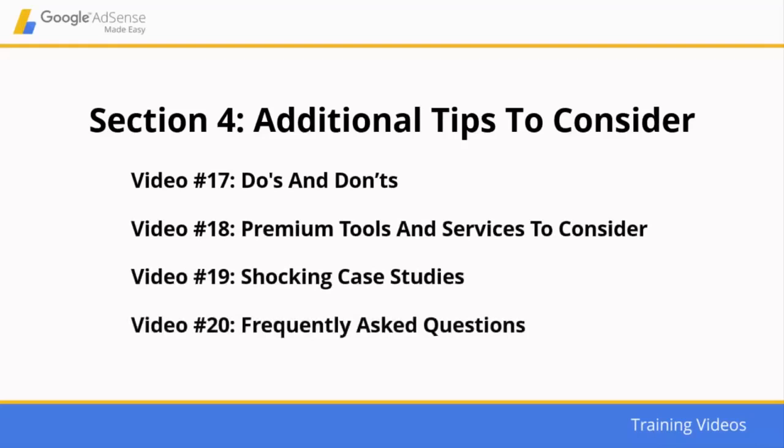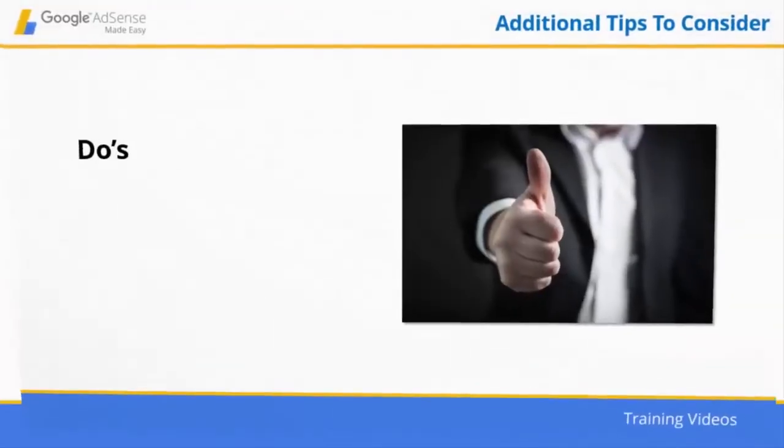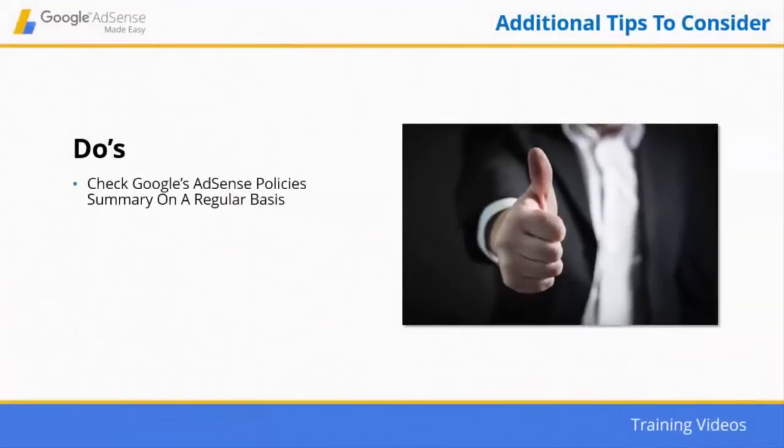So let's start by discussing what the best practices are and what the things to avoid are as an AdSense publisher. Do's and don'ts. Do's. Check Google's AdSense policies summary on a regular basis. Google is constantly updating its AdSense terms of use and policies, so it is a good practice to constantly check its policy support page to avoid violating newer rules or terms of service.